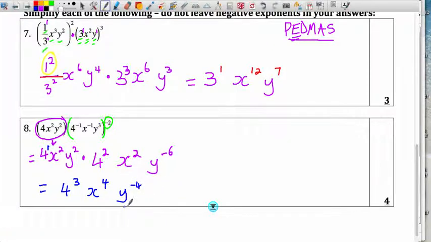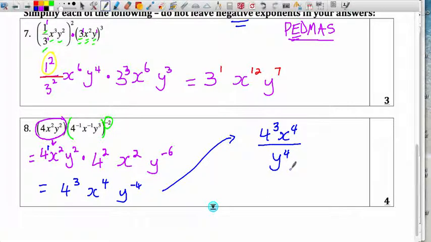And the final step, of course, since we're not allowed to leave negatives, no negative exponents in the answer, would be to move that y down. And so let me just move over here. Final answer, 4 cubed x to the 4, and the y moves from the numerator to the denominator and becomes a positive exponent. Okay, next page.